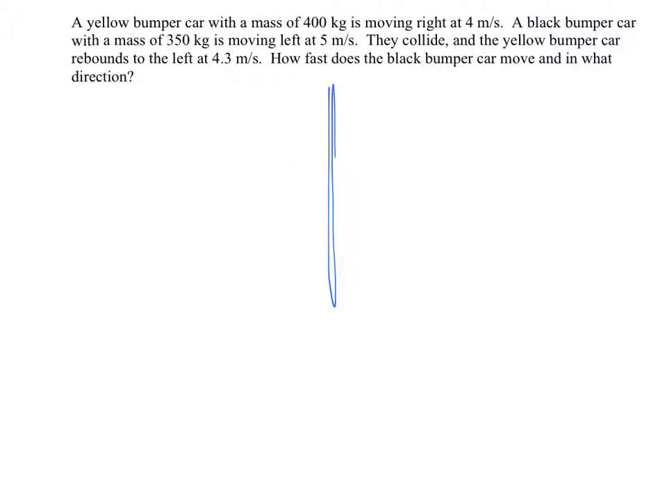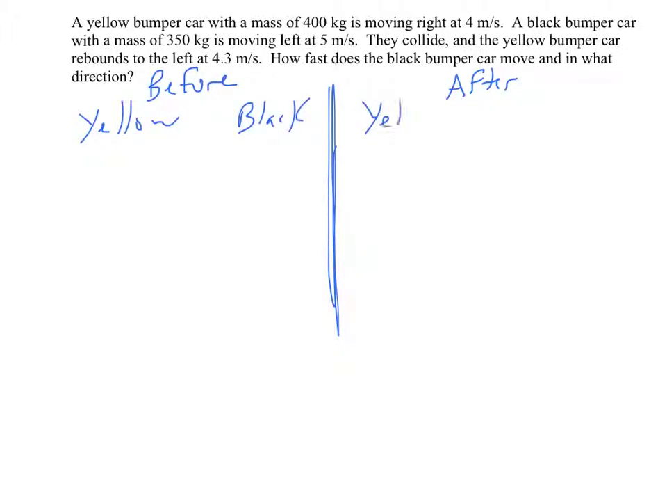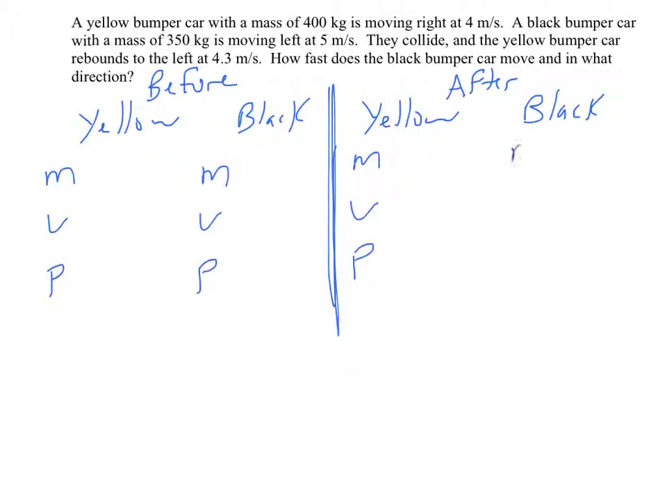So we will, again, divide up before and after. And we're going to count the objects. In this case, we have two bumper cars. We've got a yellow bumper car and a black bumper car. So I'm just going to write yellow and black on each side. And again, I'm going to put columns for mass, velocity, momentum for each object involved. And we're going to fill in what we know. So the yellow bumper car is 400 kilograms for each side. The black bumper car is 350.